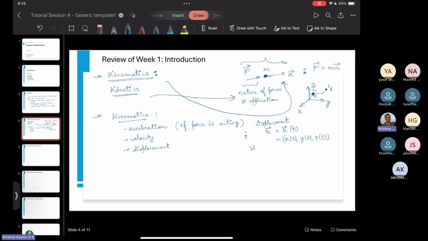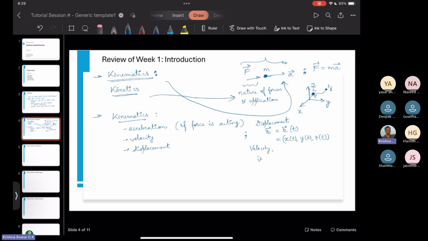Now then, velocity, how do we define it? Velocity is essentially the time derivative of the displacement vector. So that gives us velocity. Likewise, acceleration is where we move one step forward and carry out a second derivative operation, and this is equal to dv vector by dt, which essentially is the second derivative of the displacement vector. So this is what we do with kinematics.